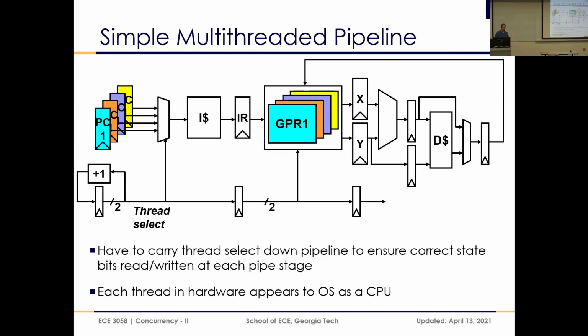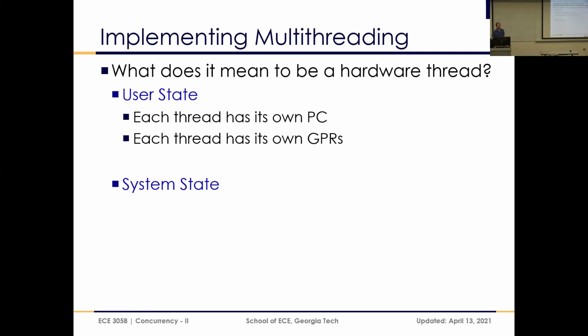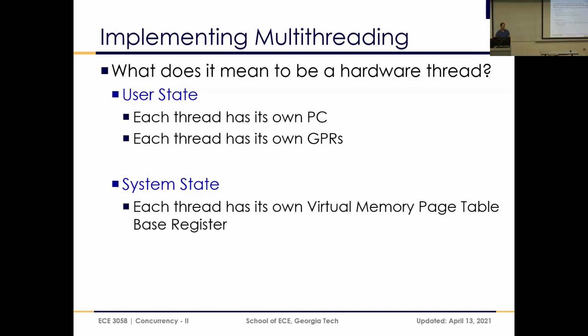All right. All right, what does it mean to have a hardware thread? So we have to store the user state. Each thread has its own PC. Each thread has its own general purpose registers. But we also have a system state associated with these.